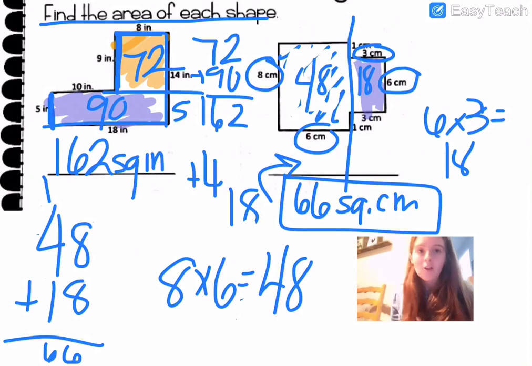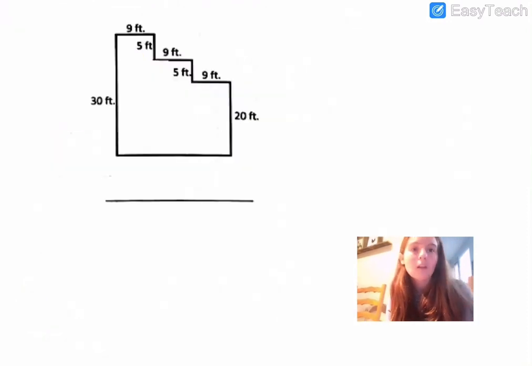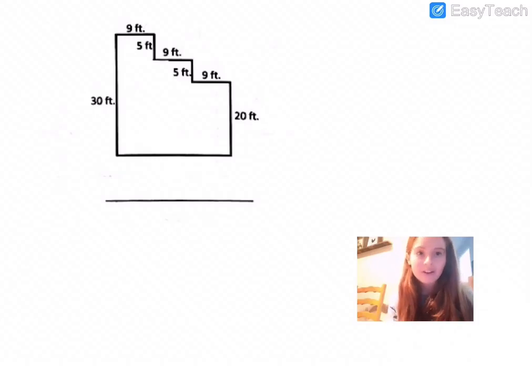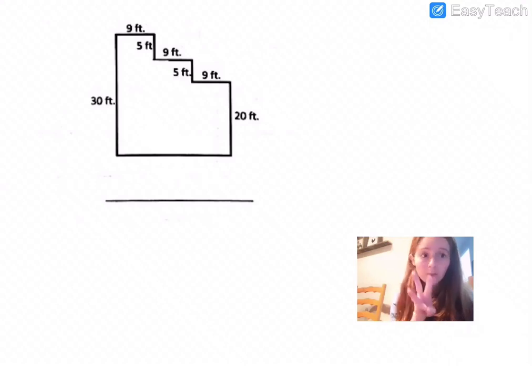Okay? Let's try one more. Whoa! You might be like, Mrs. Bailey, I do not know if I can divide this shape into only 2 rectangles. I see that there's a lot going on. Okay, don't freak out. What we're going to do is divide it into 3 rectangles.